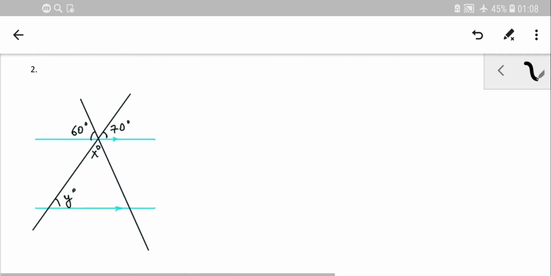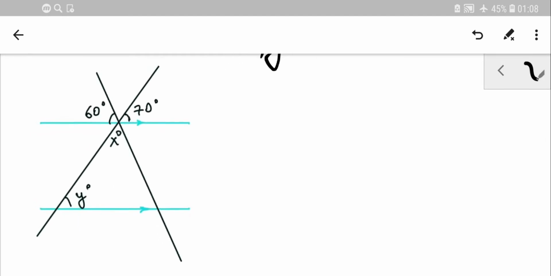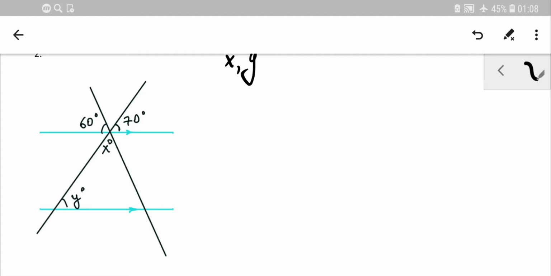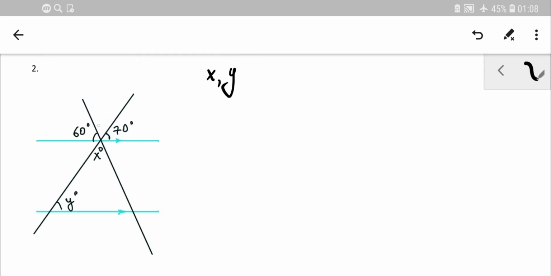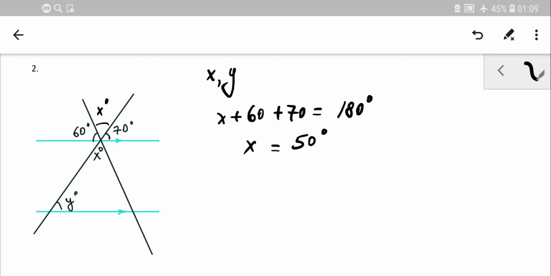Alright, let's move to the next. Problem number 2, again find unknowns. So we have x and y, two unknowns. What we can do, let's try to figure out x. x is also here, and x with 60 and 70 will arrange 180 degrees as an open angle. So from here x is simply 50.